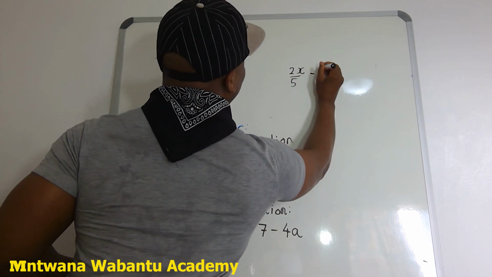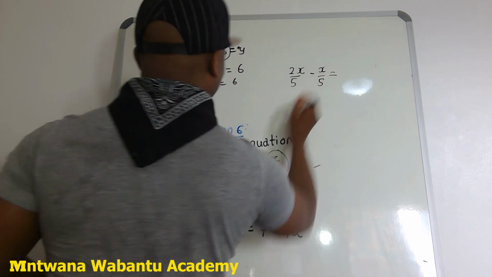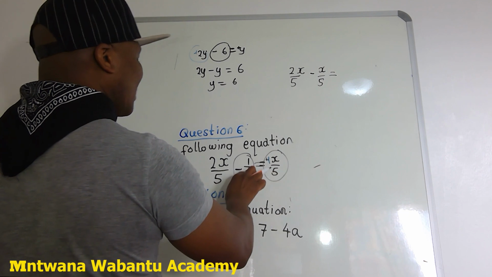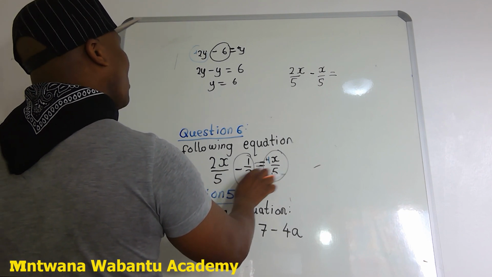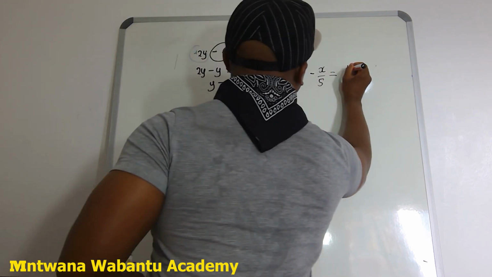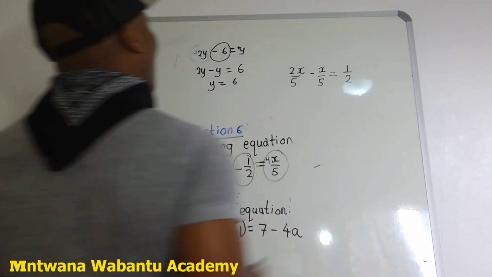So it's going to become minus x over 5. And then we go over the equal sign. You see this? This must go after the equal sign because it is not like these two. So it's going to go over. So it's negative x. It's going to become positive x because it jumped over the equal sign.